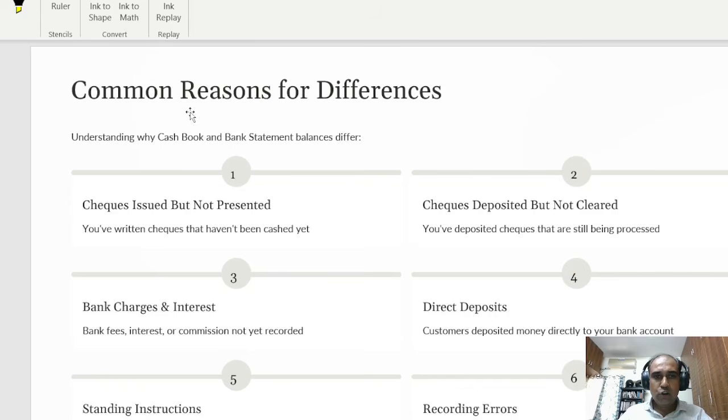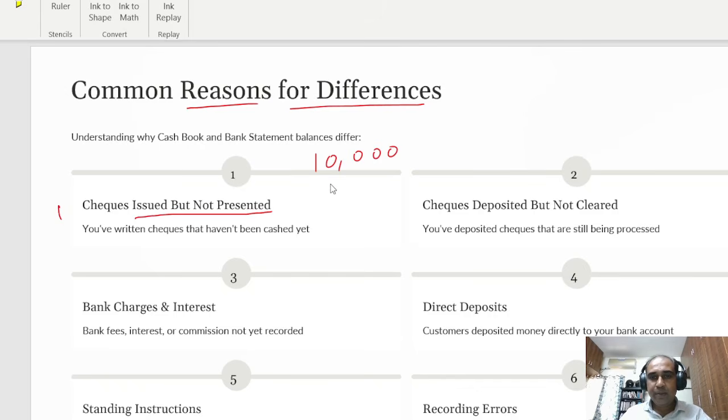Now, common reasons for difference. What can be the common reasons for difference? First and foremost is checks issued but not presented. What does it mean, guys? Today is 28th of December. The company issues a check of 10,000 rupees.